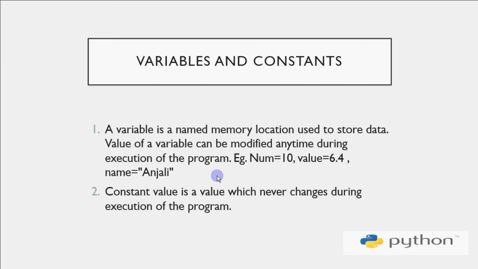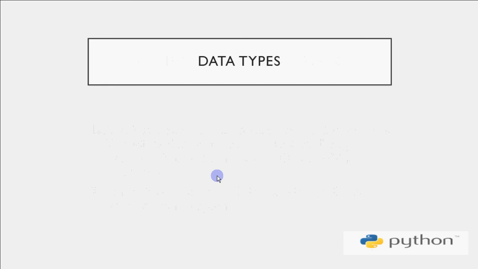So whenever we work on data, data can be in two categories. It could be variable, it could be constant. Then we have the type of data, which type of value you can work with. So in Python, we have these major data types available.